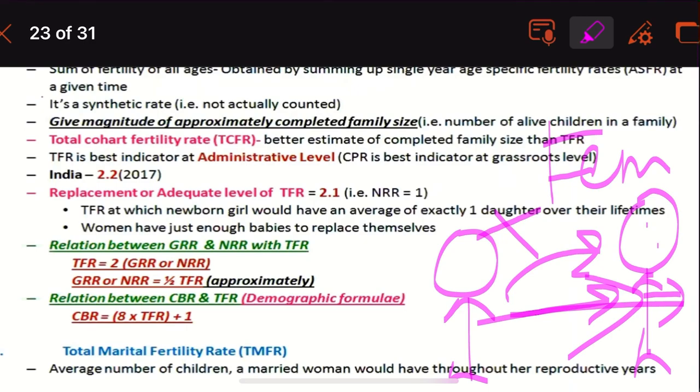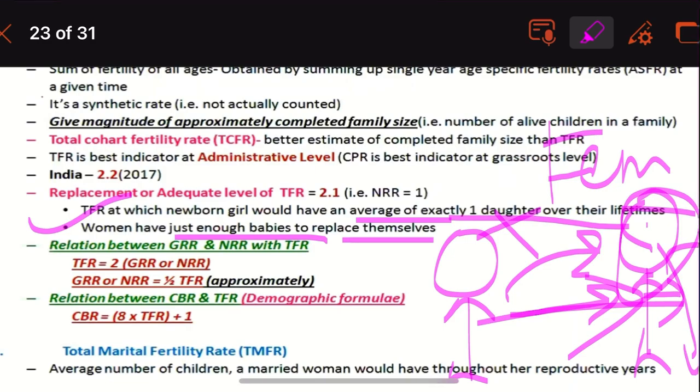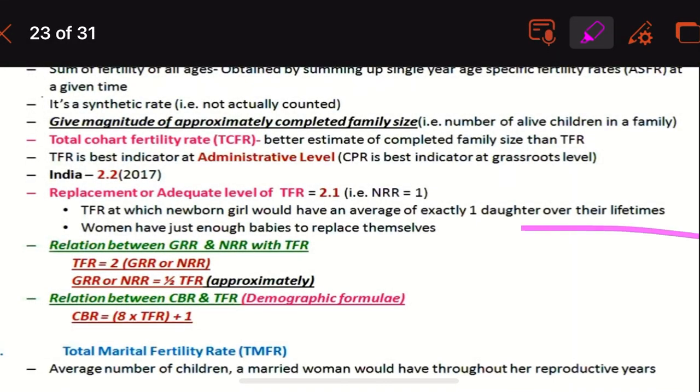This baby will grow up, she will give birth to another baby, and she will be a replacement to this female. Women have just enough babies to replace themselves. At least on average, exactly one daughter she will give birth to in her lifetime.